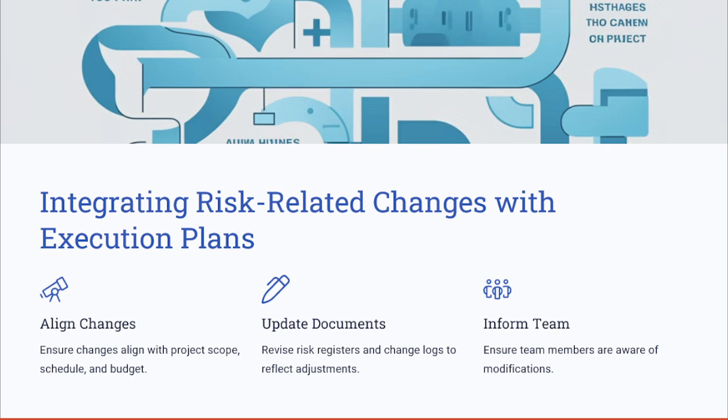Integrating the risk-related changes with the execution plans. Again, integrating the risk-related changes ensures that the execution plans remain realistic and achievable. And by ensuring the alignment of these changes with the project scope, schedule and budget, and updating the risk registers and change logs to reflect these adjustments, you ensure that the team is also informed of these modifications.